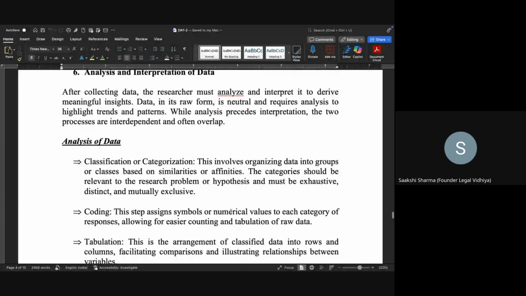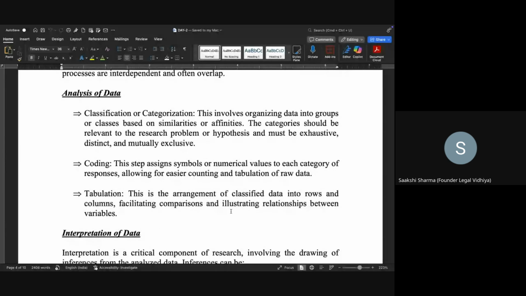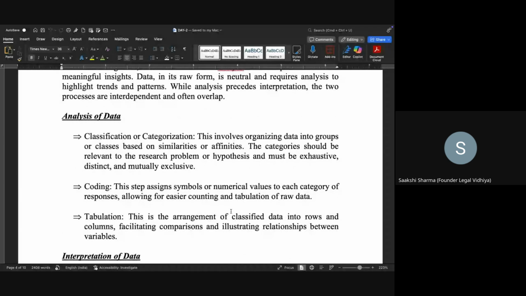सो जब हम एनालिसिस की बात करते हैं, देयर आर वेरियस मेथड्स इन विच यू कैन एनालाइज. द फर्स्ट इज क्लासिफिकेशन और कैटेगराइजेशन. इसका मतलब ये होता है कि दिस इन्वॉल्व्स ऑर्गेनाइजिंग डेटा इनटू ग्रुप्स और वेरियस काइंड्स ऑफ क्लासेस based on their similarities or based on their differences. The categories are always relevant to your research problem या फिर जो भी आप hypothesis formulate कर रहे हो, and these are exhaustive and mutually exclusive.